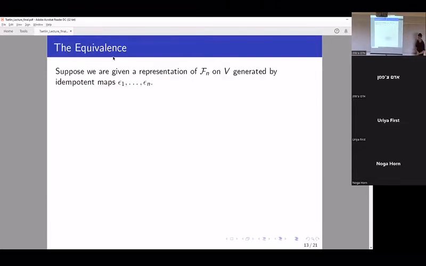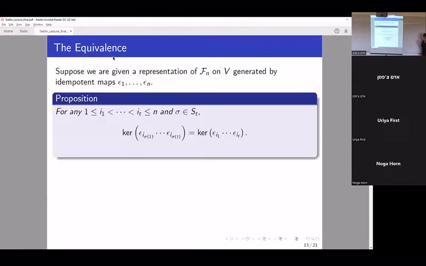Okay, so how does the equivalence work? Suppose we're given some representation of Fn generated by n idempotent maps, epsilon 1 to epsilon n. And again, we should just think of them as taking out a book and then returning it, or substituting 1 and then multiplying it by the right.